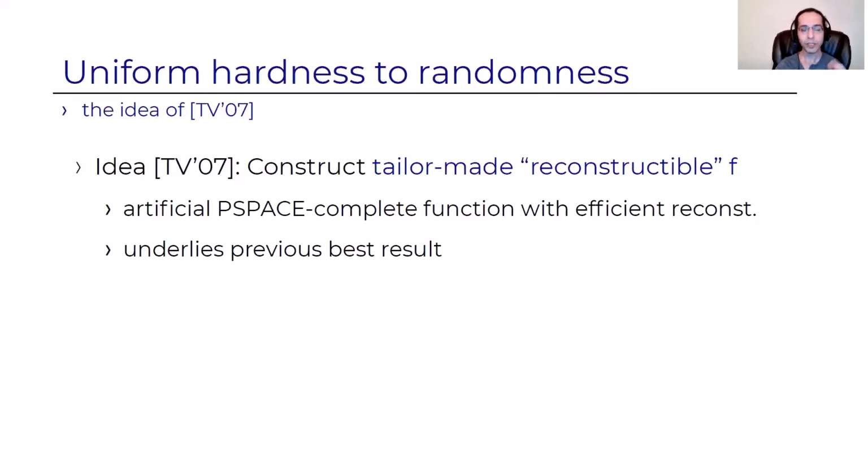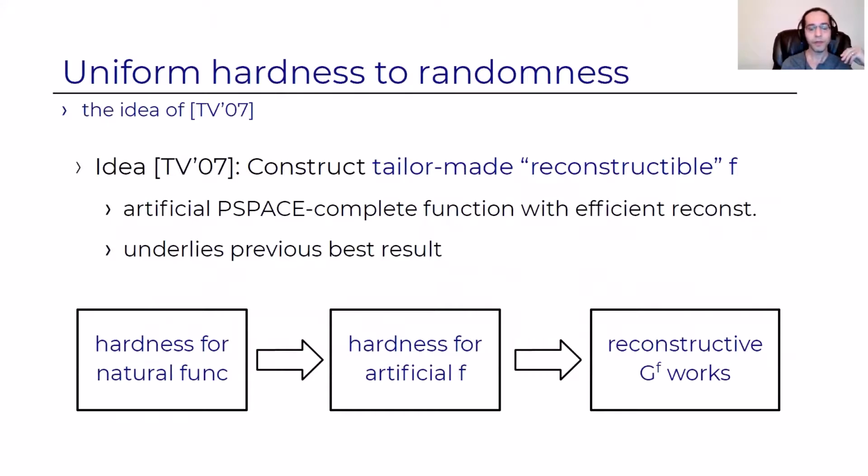And let's see logically what's going on here. So we start from hardness for a natural function, for example, TQBF. And by a reduction to this artificial function, we get hardness for this artificial function. And since this artificial function is efficiently reconstructible, we get that the reconstructive PRG works with hopefully as low overhead as we can.